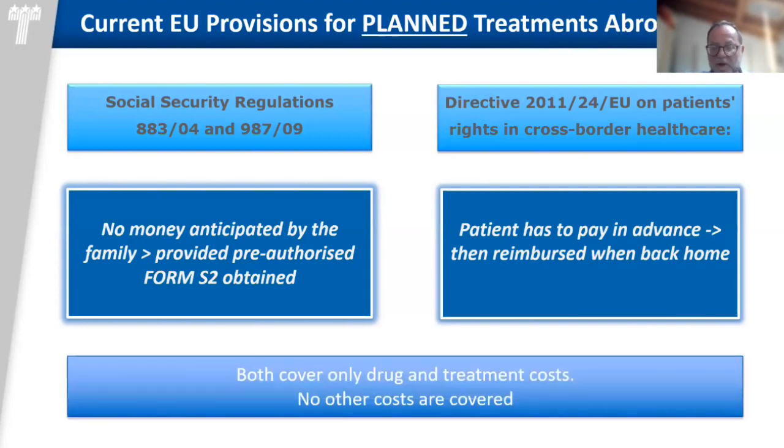Both regulations cover only drug and treatment cost. No other cost is covered. But again, we decided to use the Social Security Regulation because, as I said, it is implemented in all European countries and doesn't require any advance money from the family. We heard here from Sarah and Nick that advanced therapy can be quite expensive, so it's really difficult to imagine that a family can afford to pay the treatment in advance. This is the reason for which we decided to go with the Social Security Regulation.